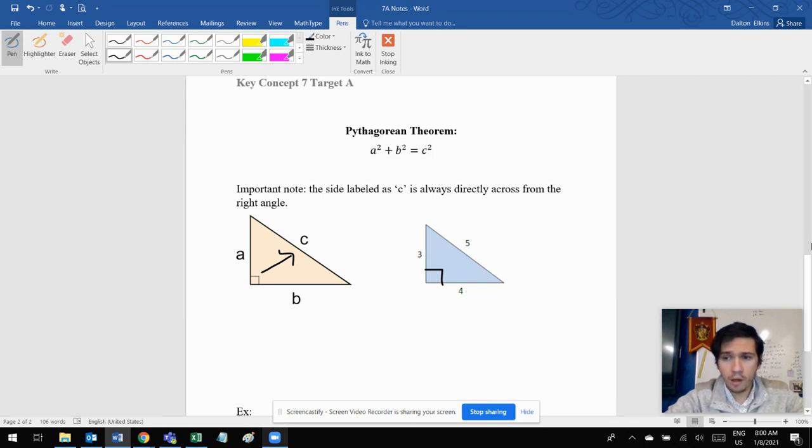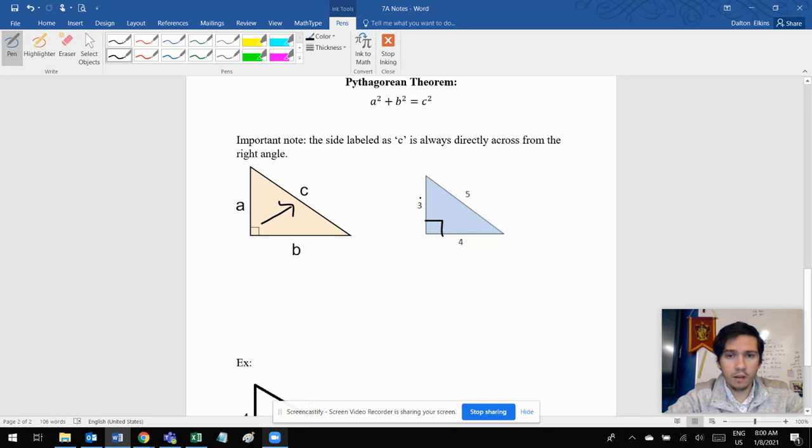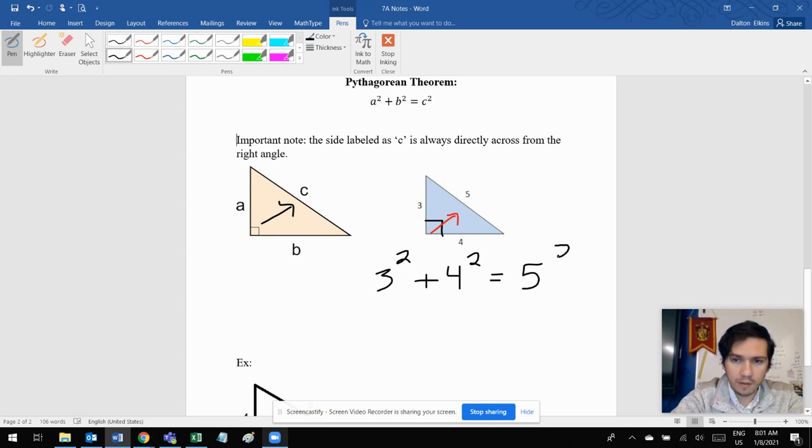Well, let me show you an example to prove that this works. So here we have side 3, side 4, and side 5, and it's a right triangle. So 3 is in the a spot, so I'm going to say 3 to the power 2 plus b, 4 is in the b spot. And then across from the right angle, if I were to draw an arrow out from this right angle, it's 5. So I'm going to say is equal to 5 to the power 2. Well, you could take out your calculator. If you know your squares, you probably got this. 3 to the power 2 is 9. 4 to the power 2 is 16. And 5 to the power 2 is 25.